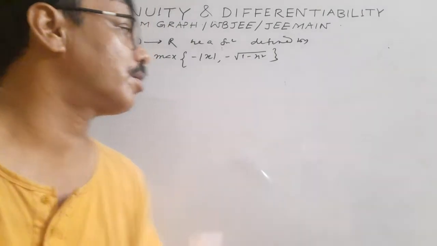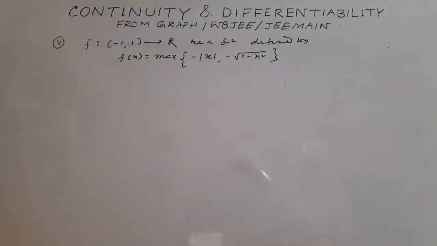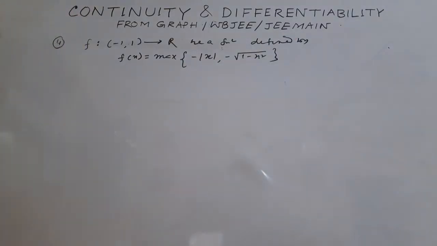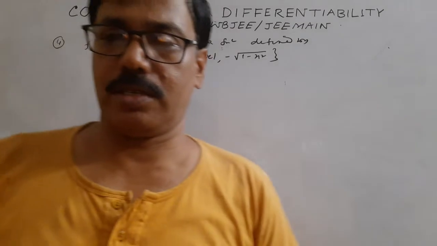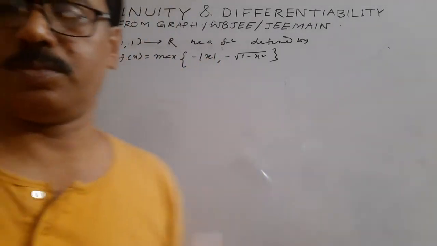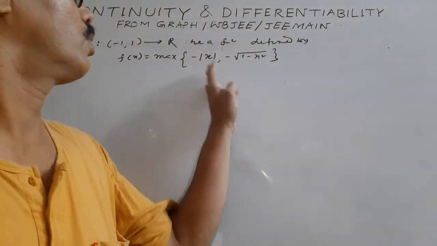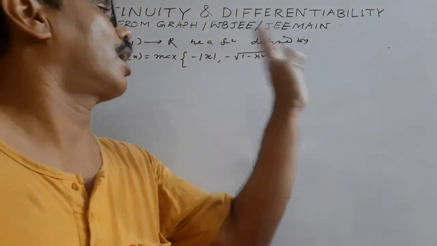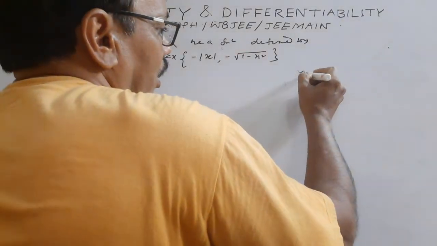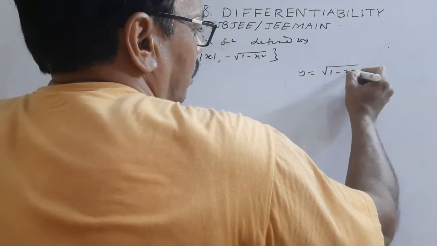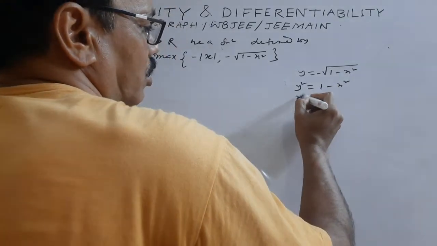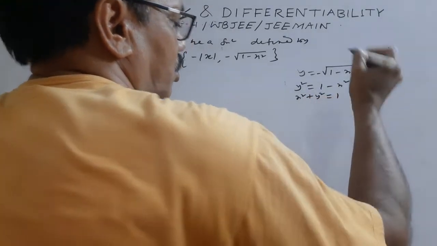Now we consider problem number 4. The graph is y equals minus mod x and y equals minus root over 1 minus x square. To solve this problem, we should know the graph of minus mod x and the graph of minus root over 1 minus x square. Now look, y equals minus root of 1 minus x square. So y square equals 1 minus x square, so x square plus y square equals 1.